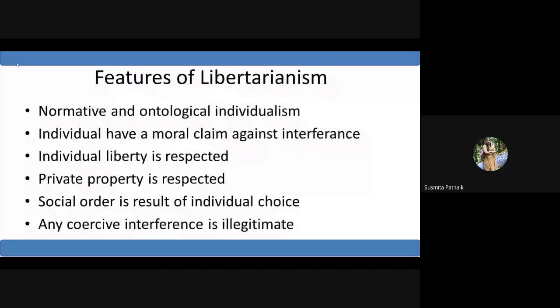Normative and ontological individualism. Every individual has a separate value. What do you mean by separate value? Because individuals have uneven qualities. Suppose some are very learned, some are very foolish, some are averagely learned, some are averagely foolish. So the approach to the individual should be different. So he says that we should treat the individual according to their value, according to their right and according to their capacity.